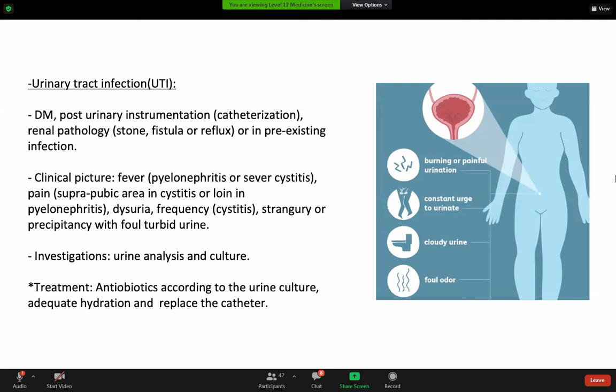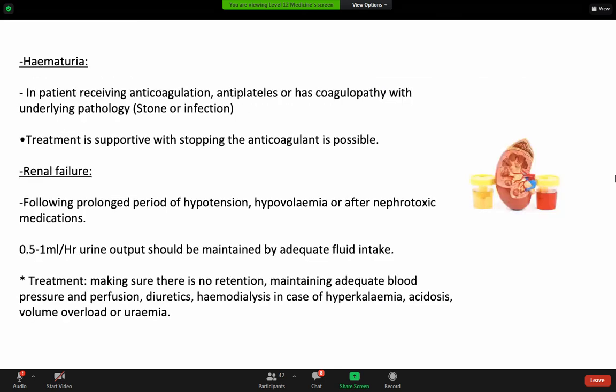UTI, urinary tract infection. Some patients are at more risk than others, like diabetic or immunocompromised patients. Clinical picture: fever, dysuria, frequency. Investigation, as you know, is just urine analysis and culture. Treatment with antibiotic. Hematuria: some patients, especially those on anticoagulation or antiplatelets, or with some urological condition. Treatment is supportive, with stopping the anticoagulation if possible.